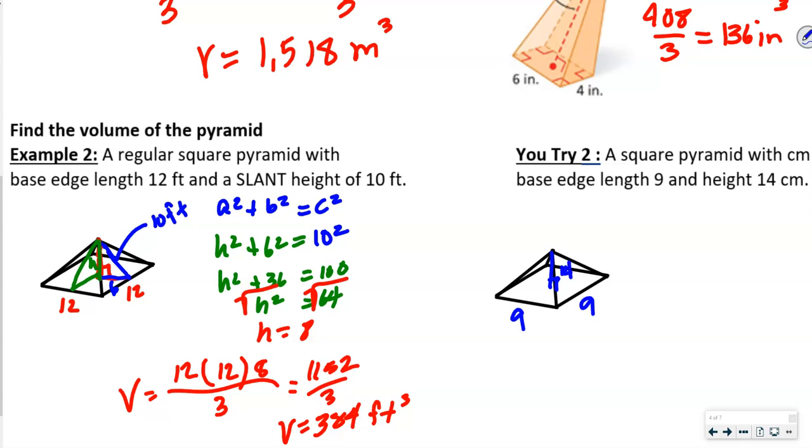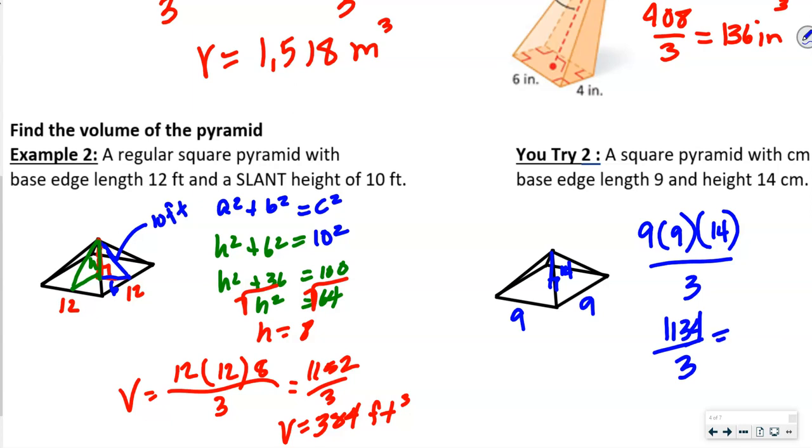So this one's a little easier because all we have to do is go 9 times 9 times 14 and divide all that by 3. So when I did that, I got 1134. Divide that by 3, and that's going to give us 378. And again, this is centimeters cubed.